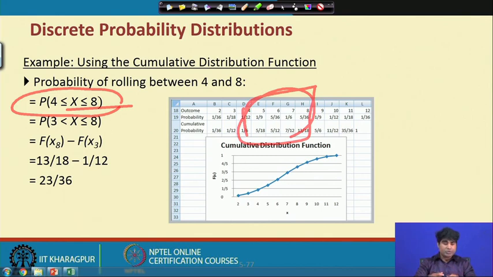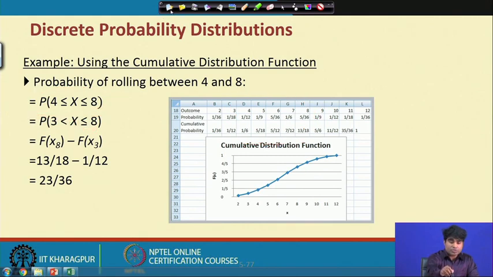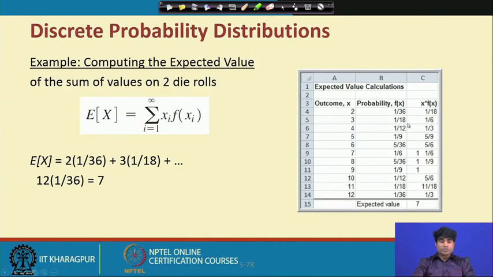This is some kind of microspecific requirement. Again, probability of x which is between 3 and 8. So that means this is the case, this is the case typically. So 13 by 8 minus 1 by 12. This will give you the value of probability 23 by 36, right. So likewise, the probability mass functions will give you some kind of overview to understand the concept of probability.